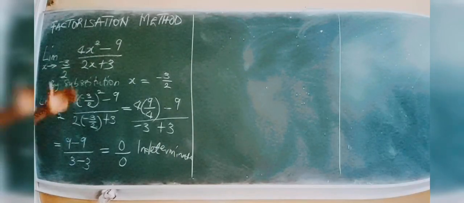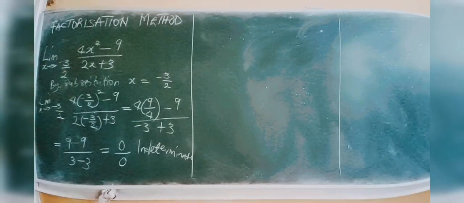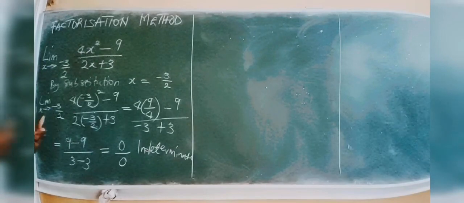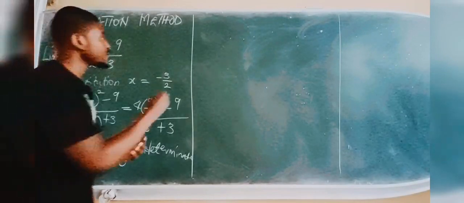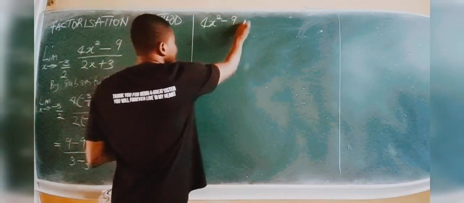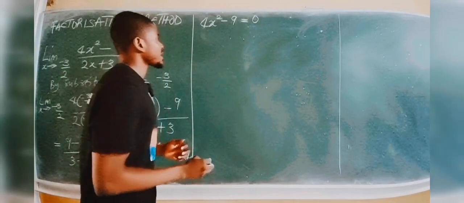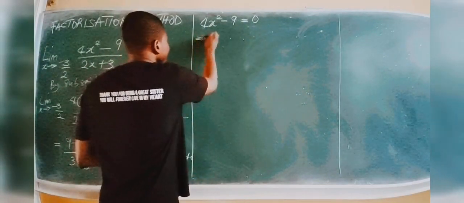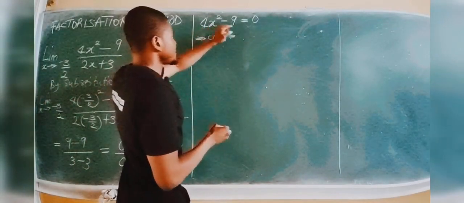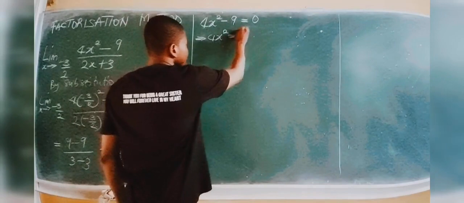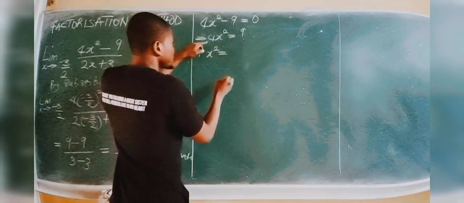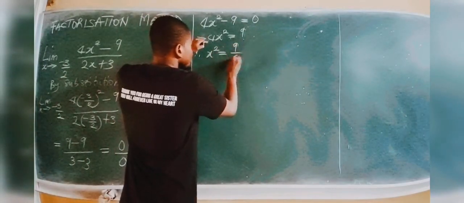There are two ways. You can either use long division to factorize this, or you can simply equate the quadratic function to 0 and obtain the values of x. That becomes the factor of the given equation. For instance, the numerator is 4x squared minus 9. If I equate this to 0, then 4x squared is equal to, sending minus 9 over, the negative becomes positive, so 9. Therefore I can make x squared the subject by dividing by 4. It becomes 9 over 4.